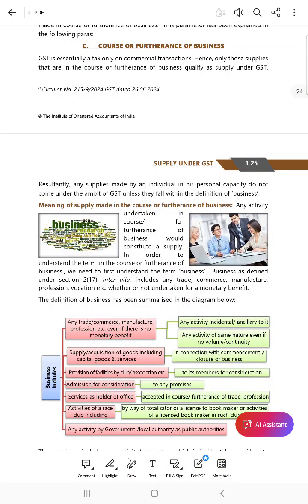This is lecture number 4 in the lecture series Indirect Taxation, GST, CA Final. In the last few lectures we have studied what the meaning of supply is and what consideration is. Now in today's lecture we will study what "course or furtherance of business" means.